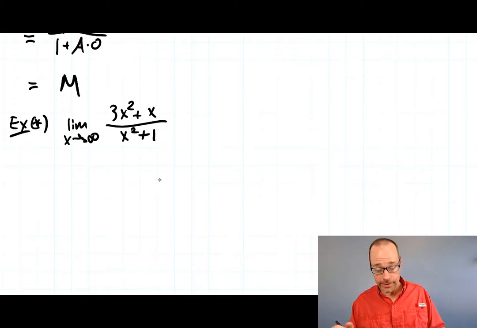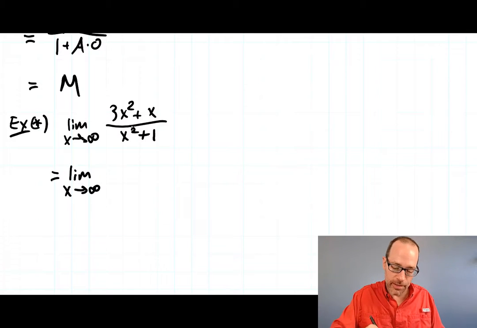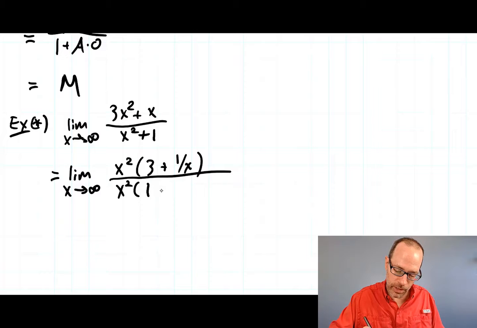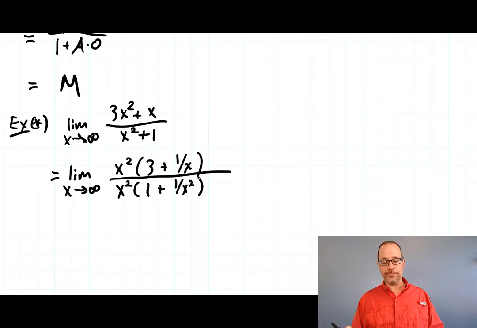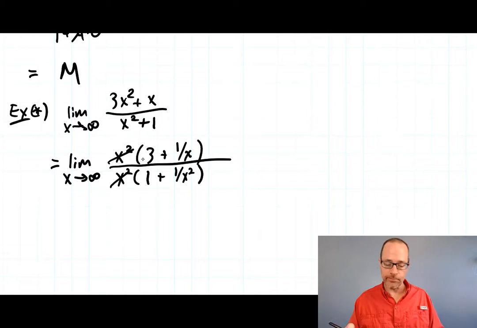All right. The trick for this is to rewrite this and factor out the x squareds from the top and bottom. Okay? So that leaves a 3 here, and I guess a 1 over x there. It leaves a 1 there, and a 1 over x squared here. All right. Now the x squared terms, they'll cancel.